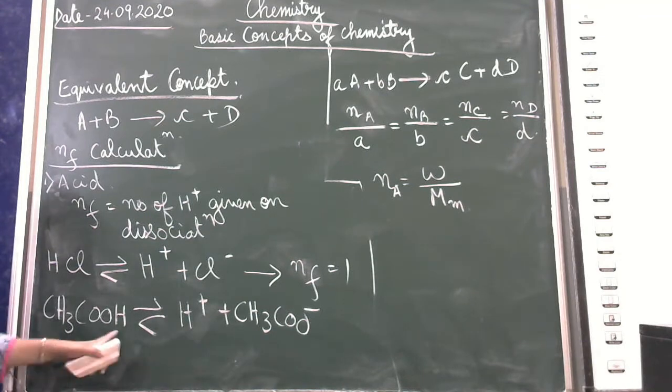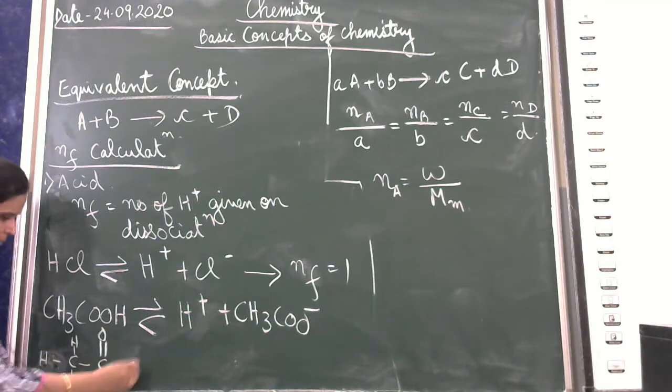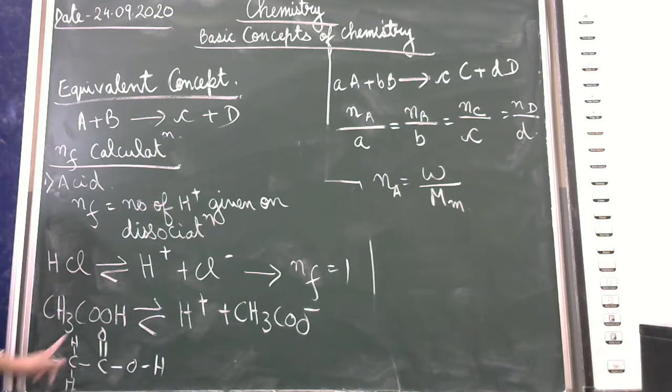Here, though you can see 4 hydrogens are present, actually only 1 hydrogen dissociates. And which hydrogen dissociates actually? The one which is attached with this oxygen. If I draw the structure of acetic acid, this is the structure of acetic acid. So see, the hydrogen which is attached to carbon cannot be dissociated in water. When I will dissolve this in water, how many H plus will I get? That is my n factor.